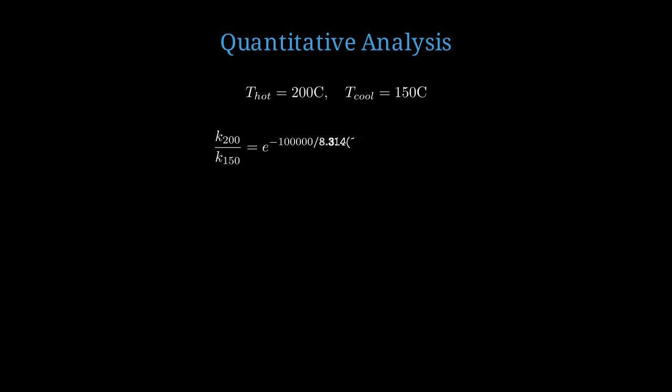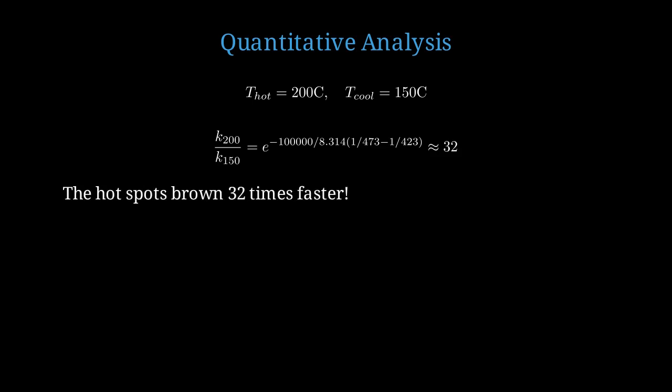The ratio of reaction rates is exponential of negative 100,000 over 8.314 times 1 over 473 minus 1 over 423, which equals approximately 32. This means the hot spots brown approximately 32 times faster than the cool spots. This creates the dramatic contrast we observe. If a hot spot reaches full browning in 3 seconds, the cool regions would take about 96 seconds, well beyond the typical baking time. So how do we resolve this paradox?